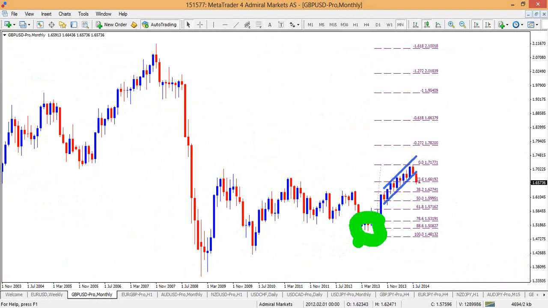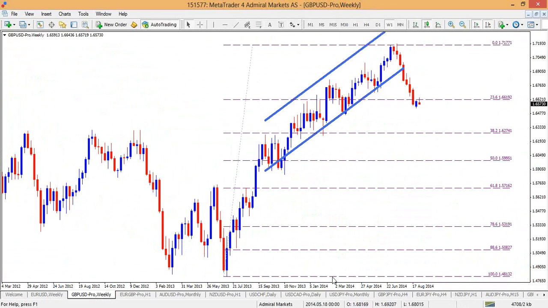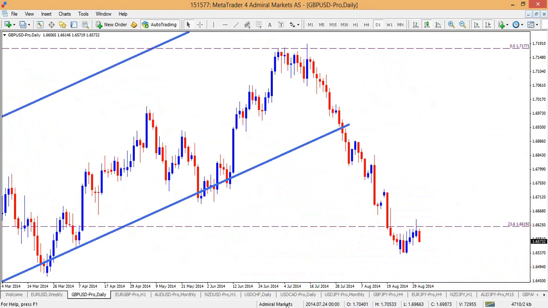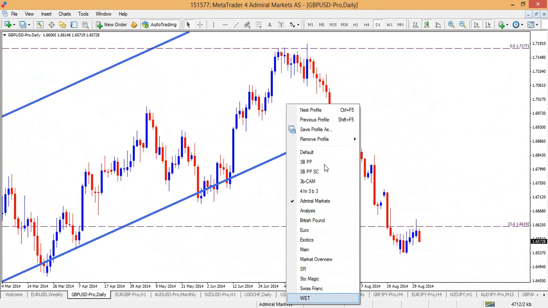If I look at the monthly price action candle, all right? So with that, just basic analysis on higher time frames, let's take a look at lower time frames also, and the moving averages. But I have to switch the template. And I'll just take a few seconds.